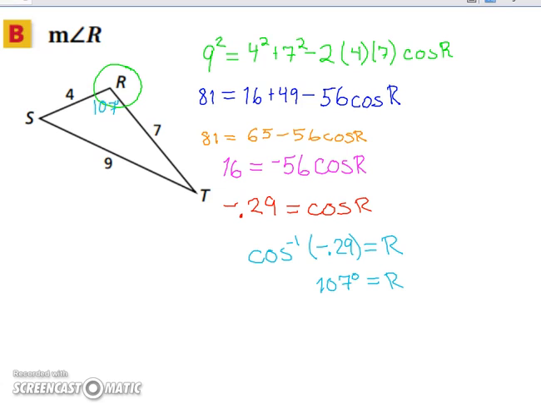That concludes our lesson on the law of cosines. If you have any questions, see your teacher.